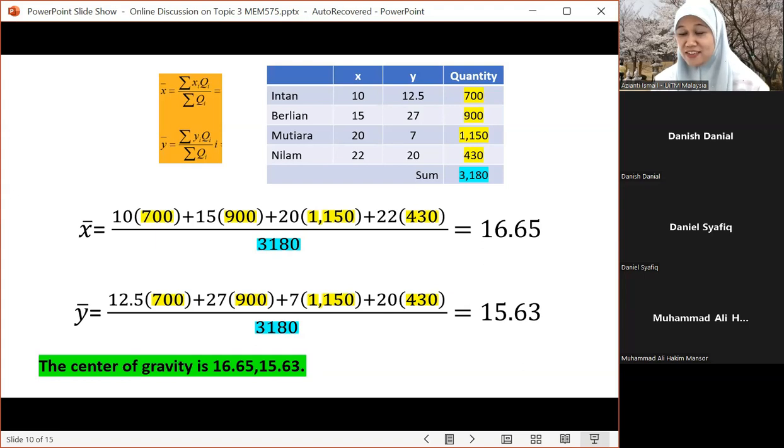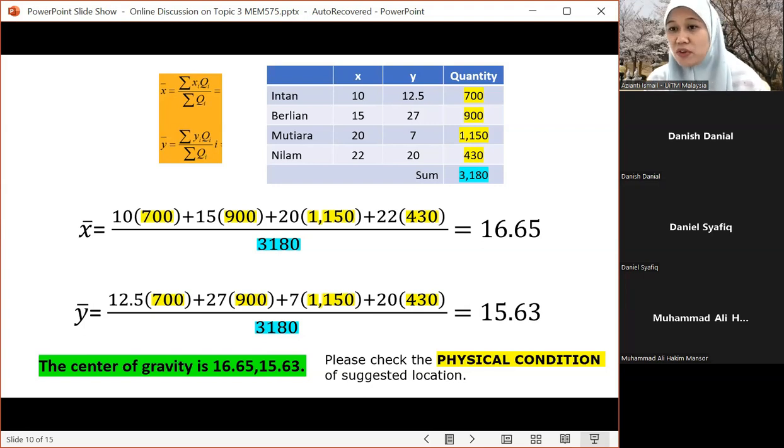So you get marks for that. Otherwise, you only have, you won't finish. So this one you need to write. But there's one statement that you need to always use whenever you do the center of gravity. What is the statement? Please check the physical condition of the suggested location.